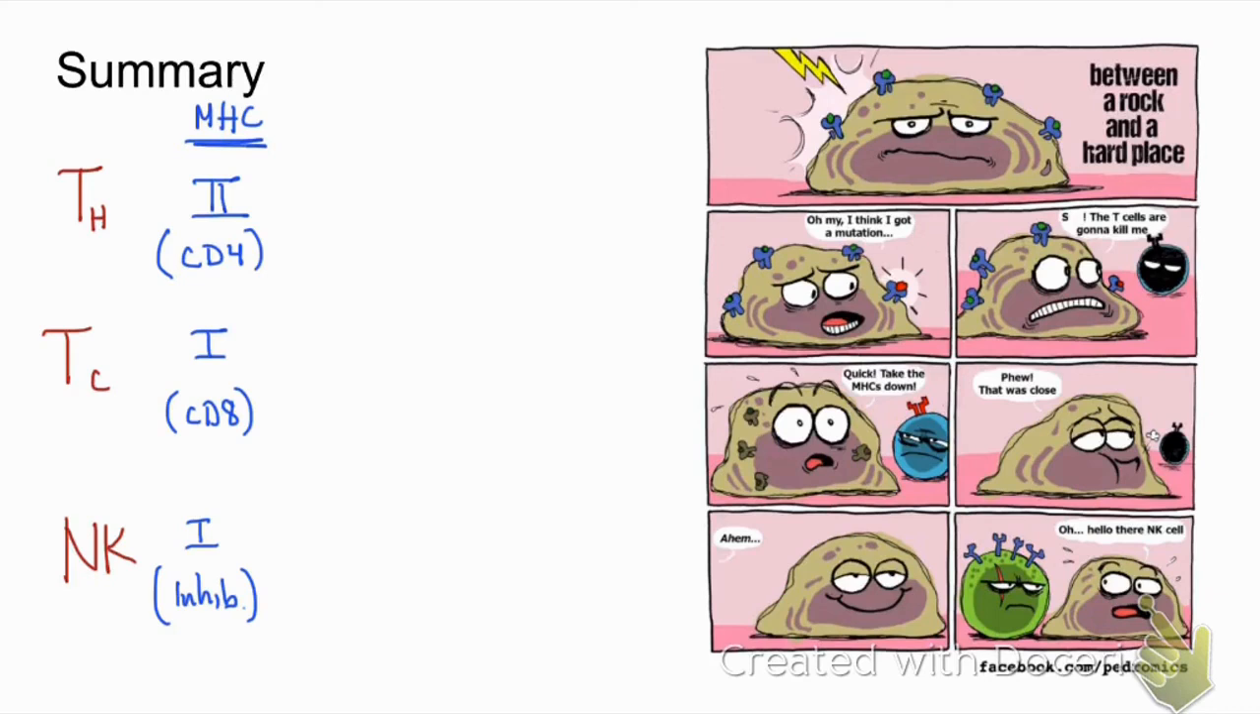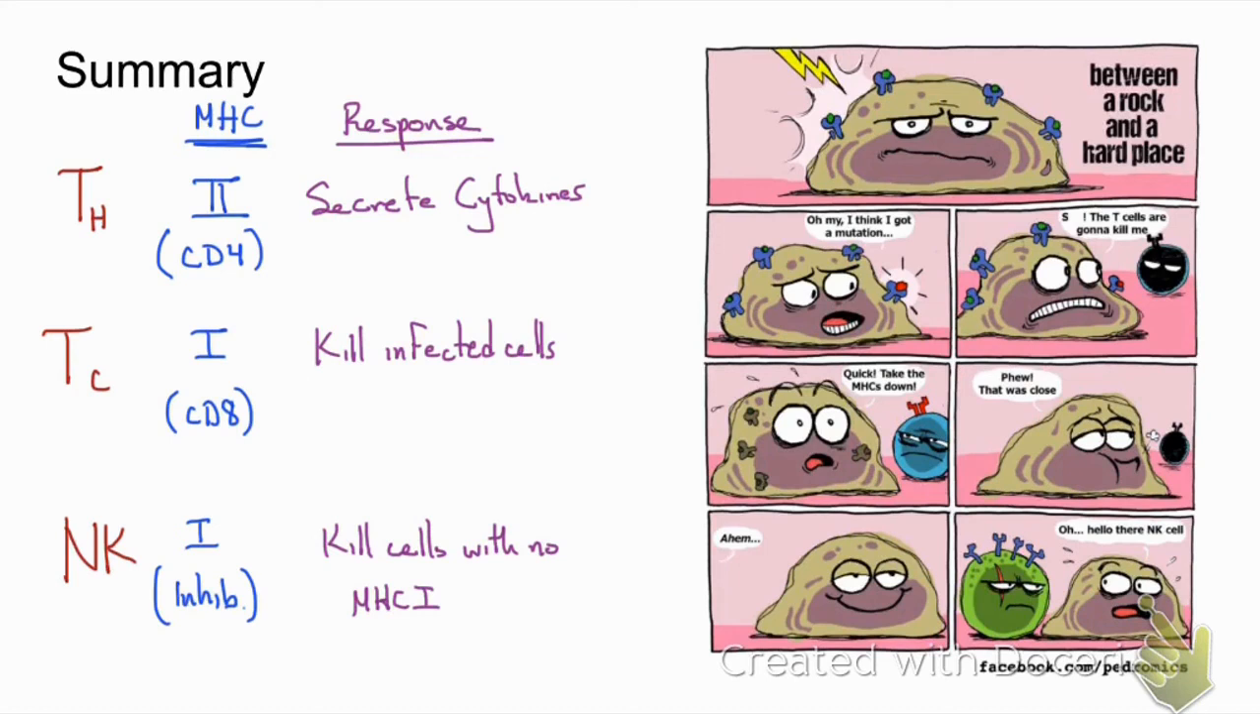And we talked about the response of these cells. T helper cells will secrete cytokines to orchestrate the immune response. Cytotoxic T cells will kill infected cells with the production or release of granzymes and perforin. And NK cells will also kill cells, but specifically it's going to kill ones with no MHC1 on their surface.